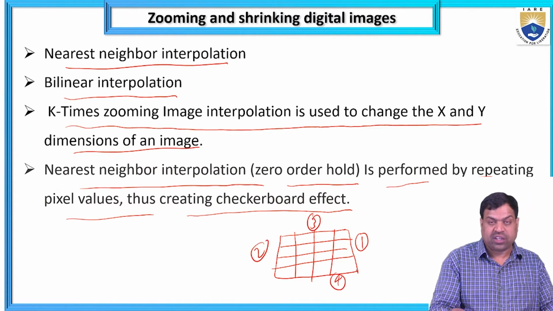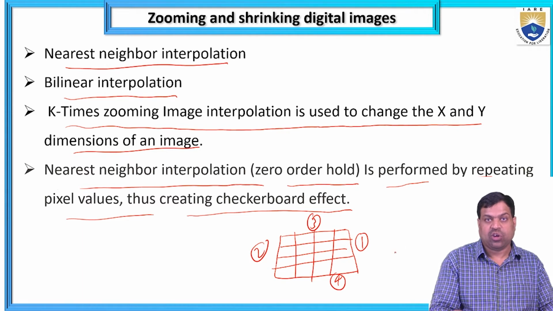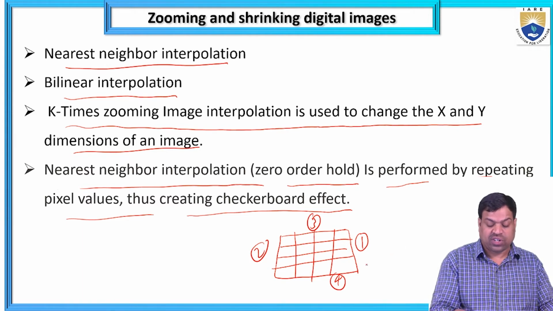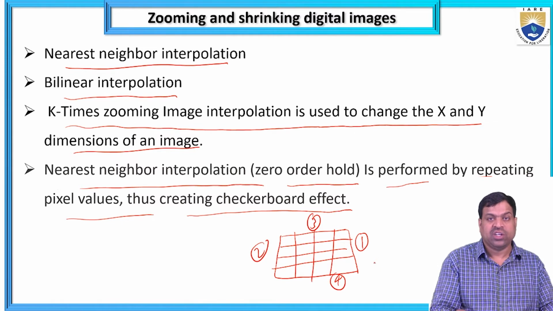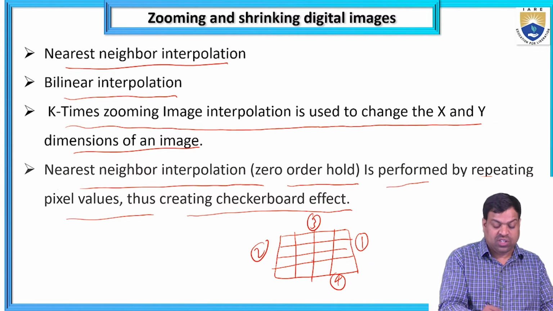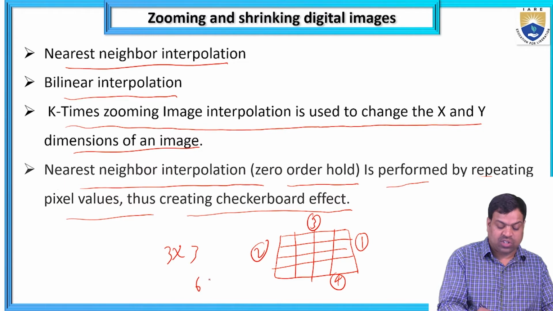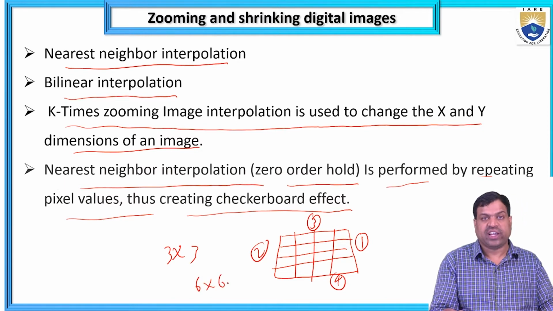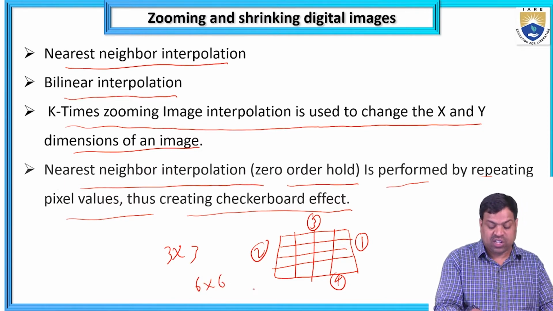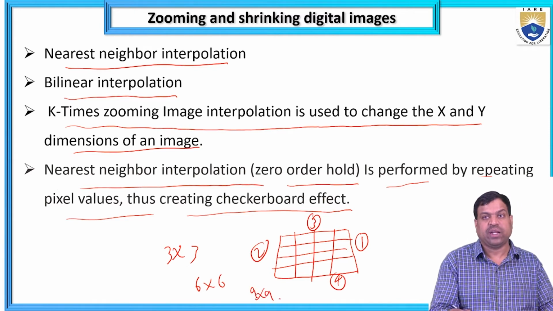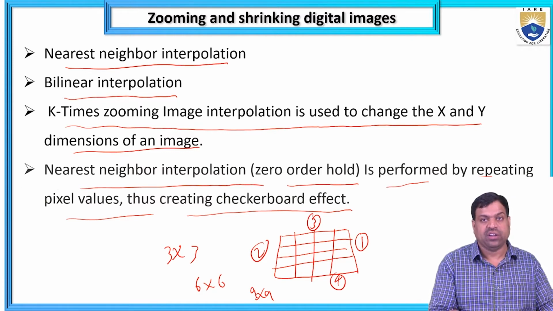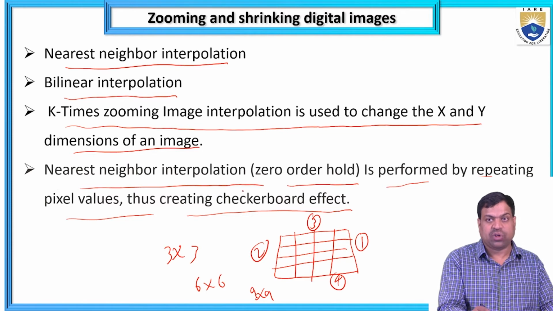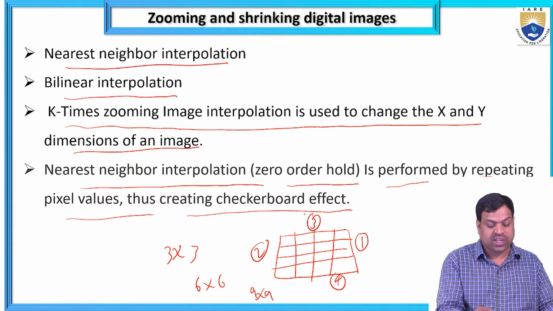I am selecting the nearest neighbor interpolation. Next I am going for the bilinear interpolation. Next, k times zooming image interpolation. Suppose the original image is 3 by 3. I want 6 by 6, so it is changed k times, meaning here 2 times increased. Another one, I need 9 by 9, so 3 times increased. So k times zooming interpolation is used to change the x and y dimensions of an image. The nearest neighbor interpolation, zero order hold, is performed by repeating pixel values, thus creating a checkerboard effect.